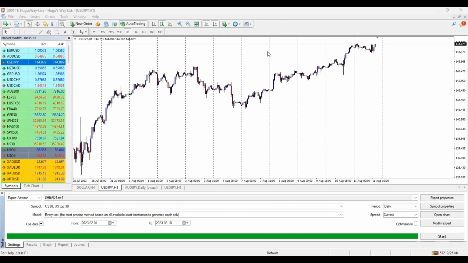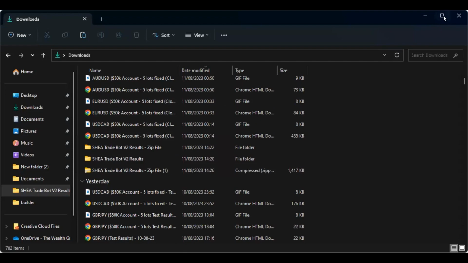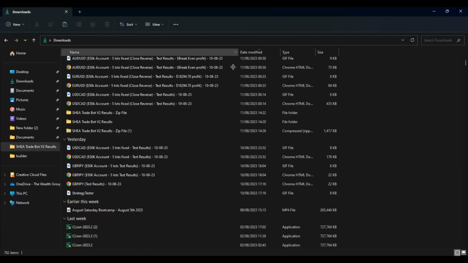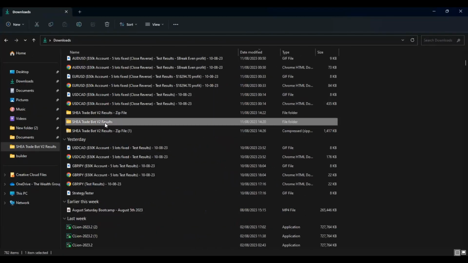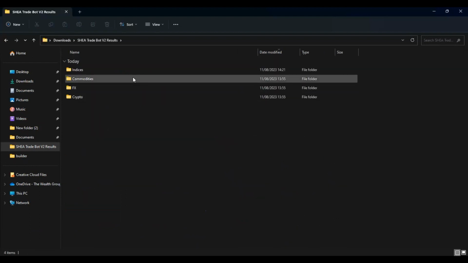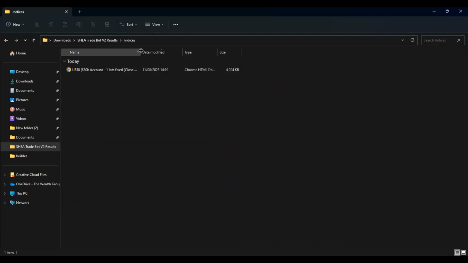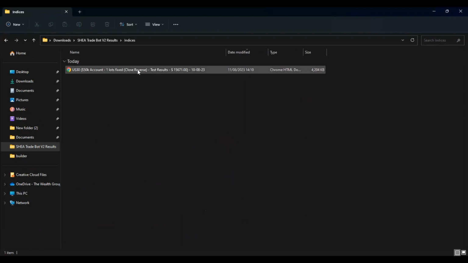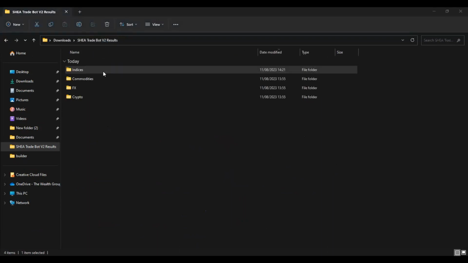So first things first, I'll show you the results. If I open up the downloads documentation here and go through all the results, I have it in a zip file, which will be available for anyone to download and look at. For indices, the result for using a 50K account is 15,671 profit. I'm going to open all of these on Google Chrome, but I'll read out the results because I left the results on the file here so anyone who's looking at this can see.